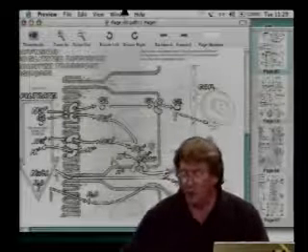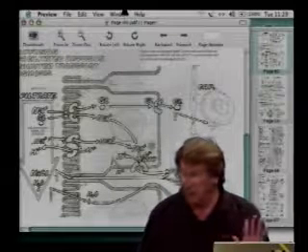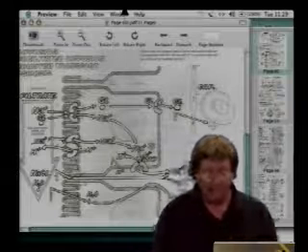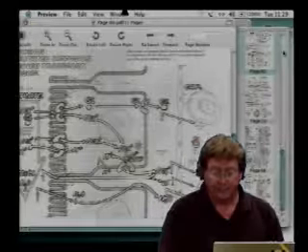Plate number 61 talks about measuring filtration, reabsorption, and secretion. I'm not particularly interested in you knowing that for this class. So let's turn our attention then to plate 62.